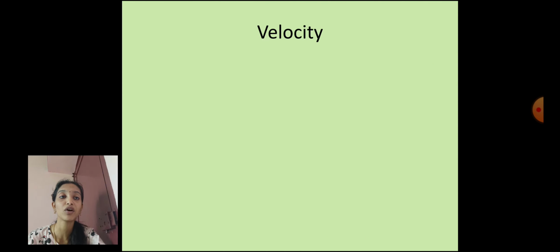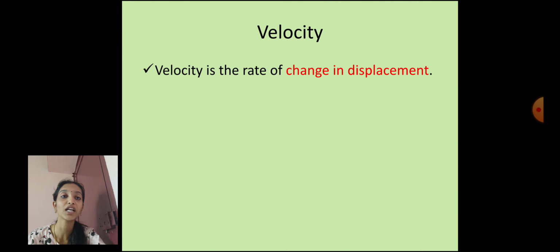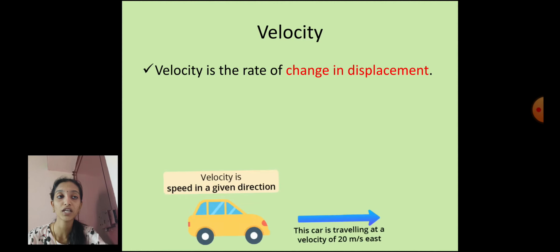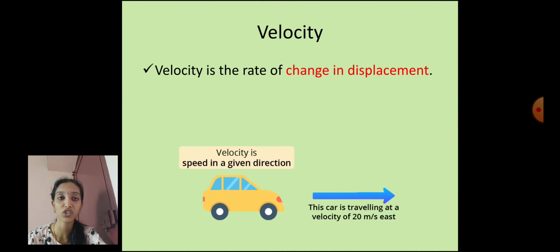The next, the velocity. Velocity is the rate of change of displacement. From this picture, we can understand velocity is the speed in a given direction. What is displacement? Displacement means surely there is some direction that it represents. So velocity is the rate of change of displacement. Displacement is nothing but there is a direction.